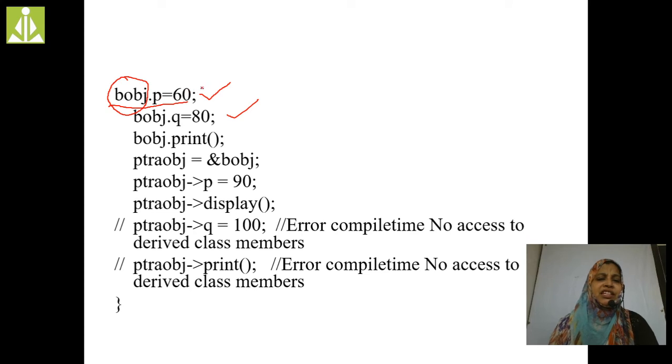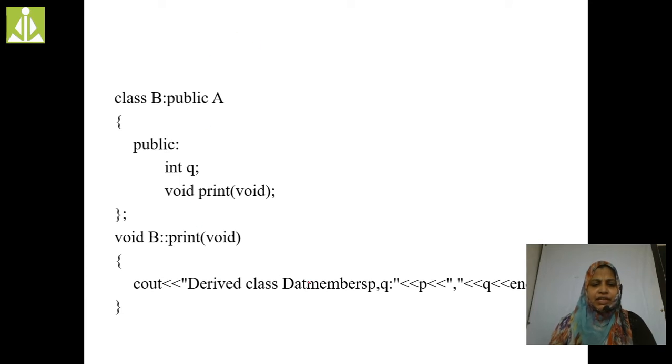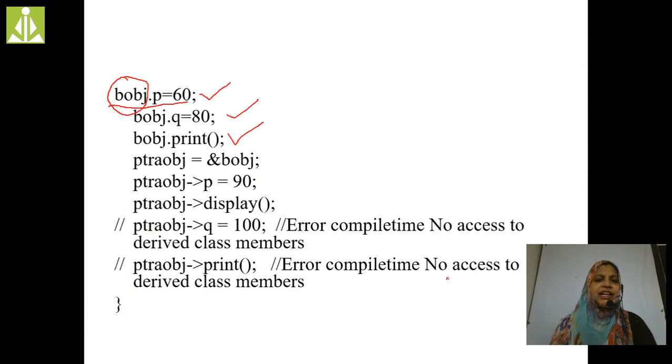See here, bobj.p equals 60. We can access bobj.q equals 80. We can access bobj.print directly. Control is going to transfer here, and it prints the derived class data members p comma q values. What are the p comma q values here? 60 comma 80. Directly it is going to print 60 comma 80, right?